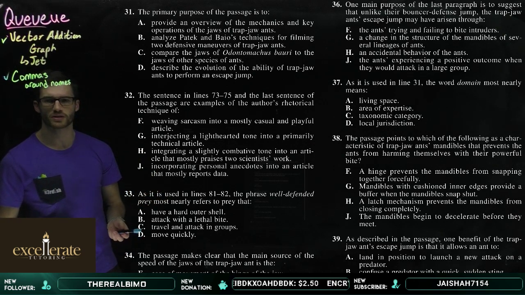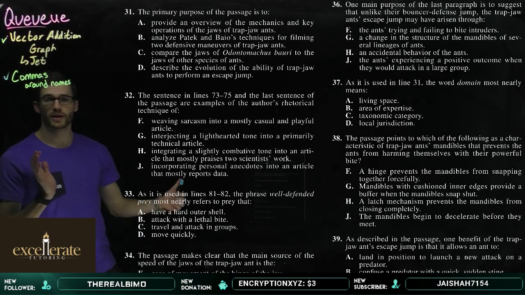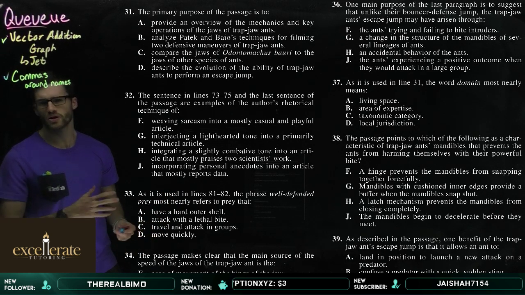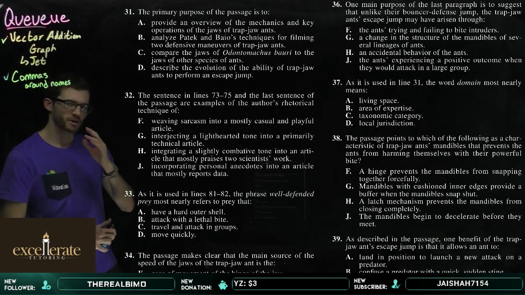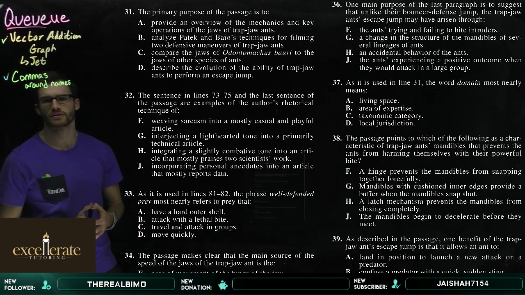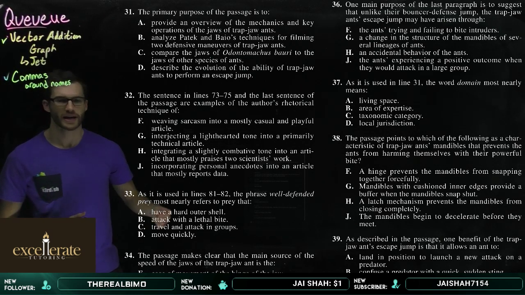Because if you look at the answer choices here, hard outer shell, attack with a lethal bite, travel and attack in groups, and move quickly. These are all great ways to defend yourself. Maybe you can move quickly and defend yourself. So all of these can be used to defend oneself if one is prey. Therefore, we have to go back to the passage.